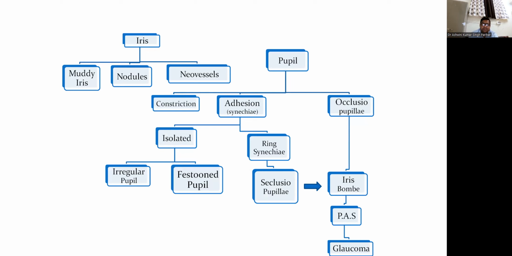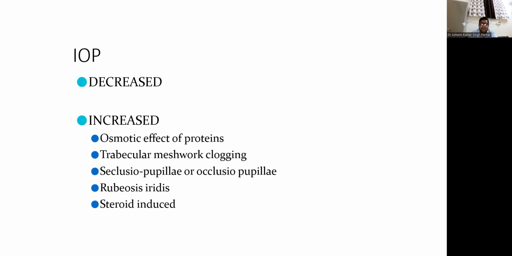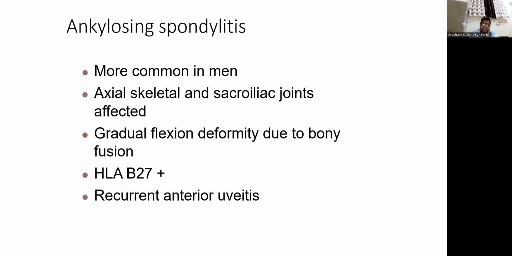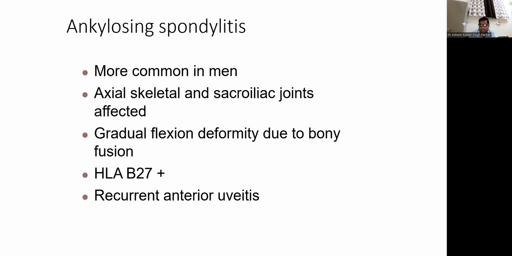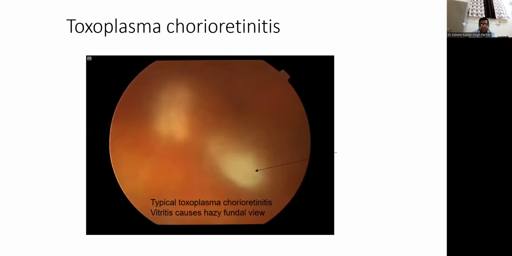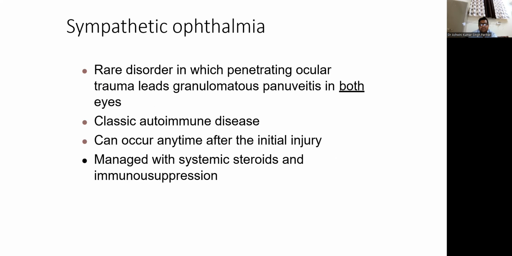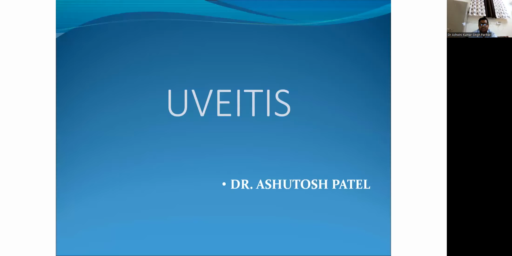The iris pupils details, fundus details, the exudates in the posterior segment, and how the IOP decreased or increased, visual loss, what are the different etiological conditions, systemic conditions, or immunological conditions associated with uveitis. In children, what are the common causes?